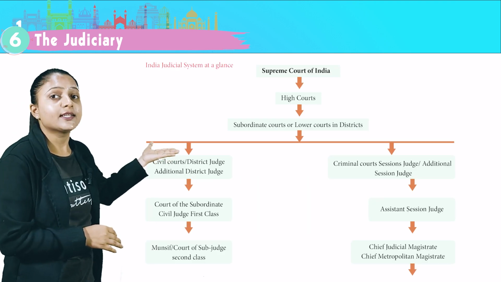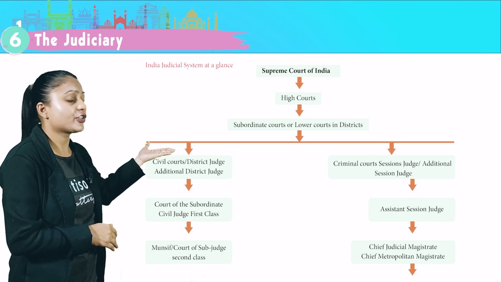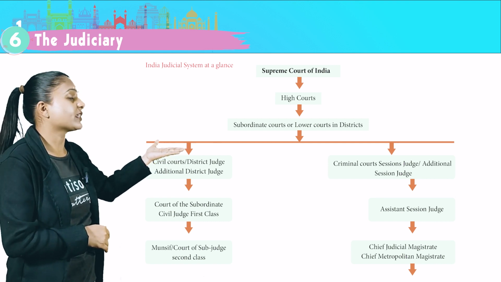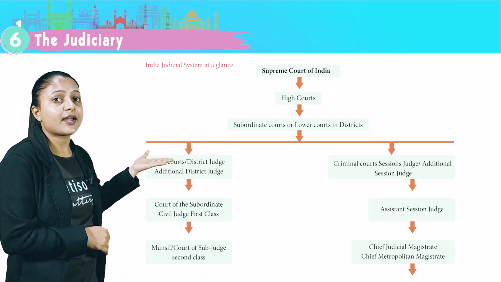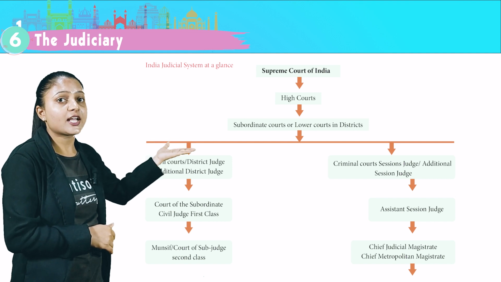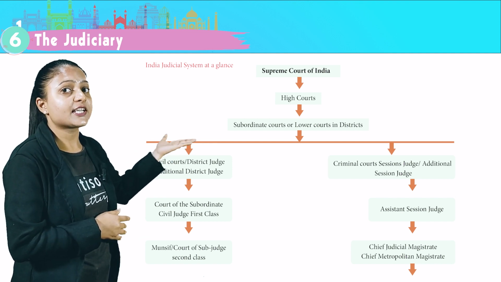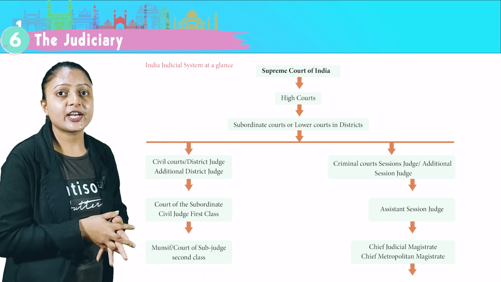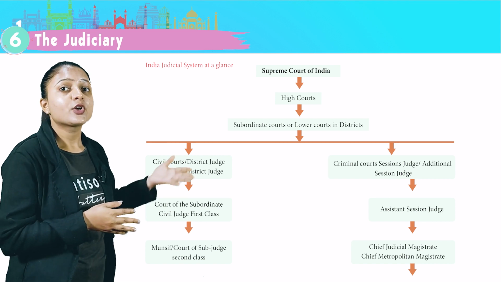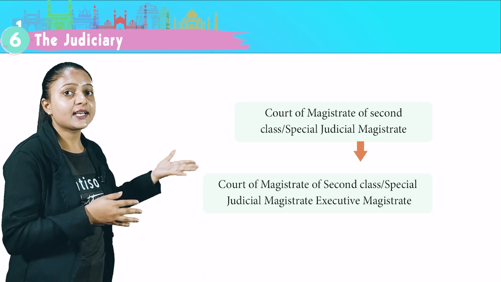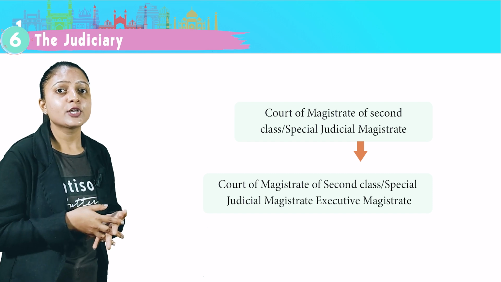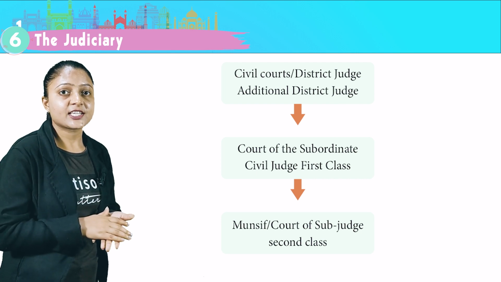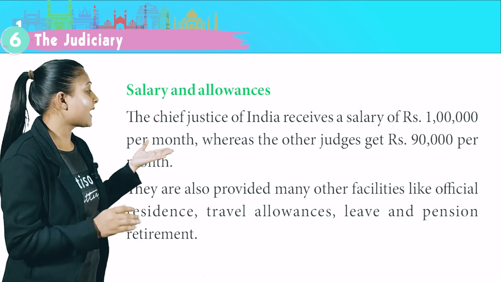Look at this flowchart. This flowchart is showing the Indian judicial system. Supreme Court of India, High Courts, subordinate courts or lower courts in districts. And lower courts are divided between civil courts, district judge, criminal courts, session judge, additional session judge, assistant session judge, chief judicial magistrate, chief metropolitan magistrate, court of magistrate of second class, judicial magistrate, executive magistrate, court of subordinate civil judge first class, court of sub-judges second class.